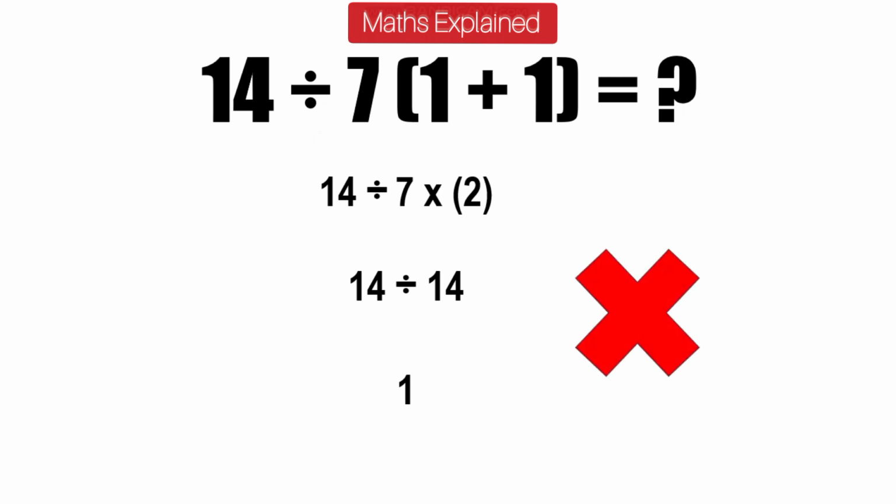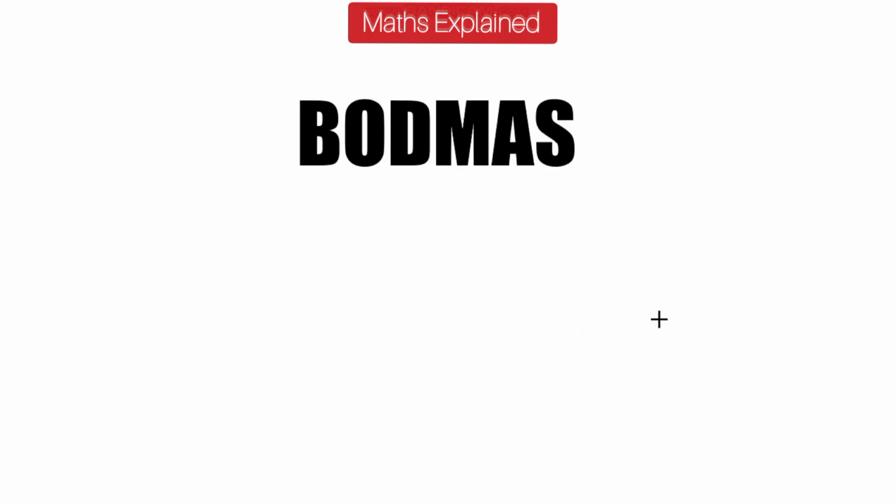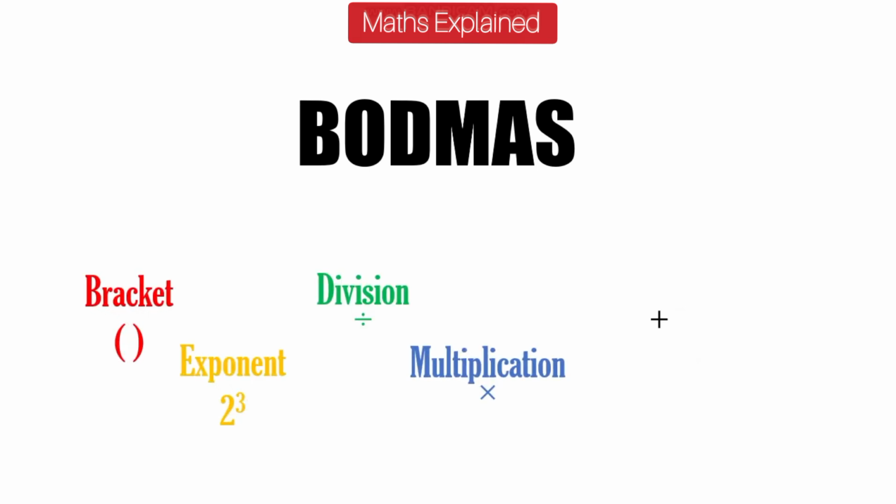Correct solution. First, we don't panic. We simply follow the rules of BODMAS. B for brackets, O for of, D for division, M for multiplication, A for addition, and S for subtraction.